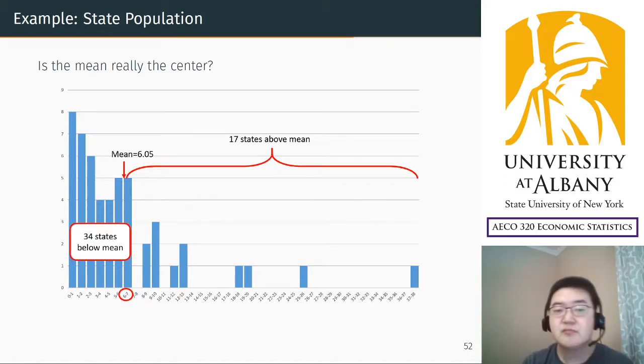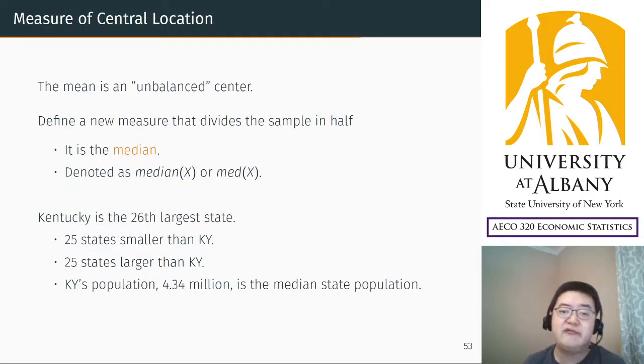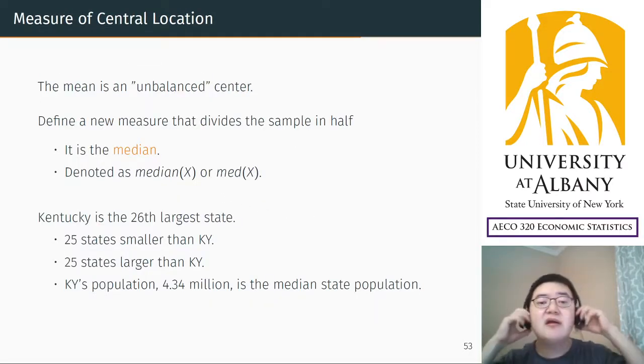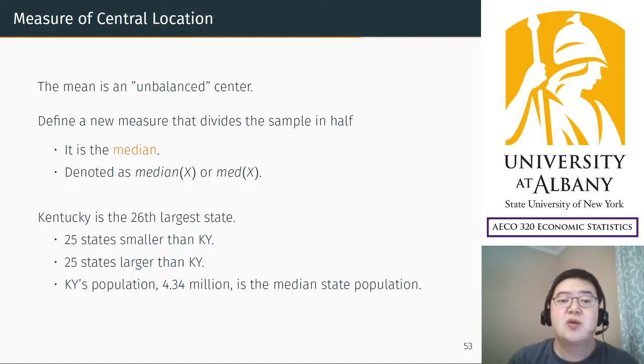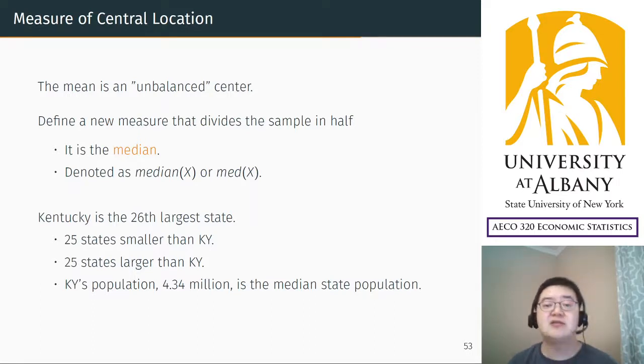So we have to fix it. You may not like it, depending on the context, but it's a problem. It's not desirable. So we are going to define an alternative. We define a new measure which divides the sample in half and half. I am going to find exactly the middle of the data, and if I cut the data at the middle, then it will be divided exactly into half and half of the sample.